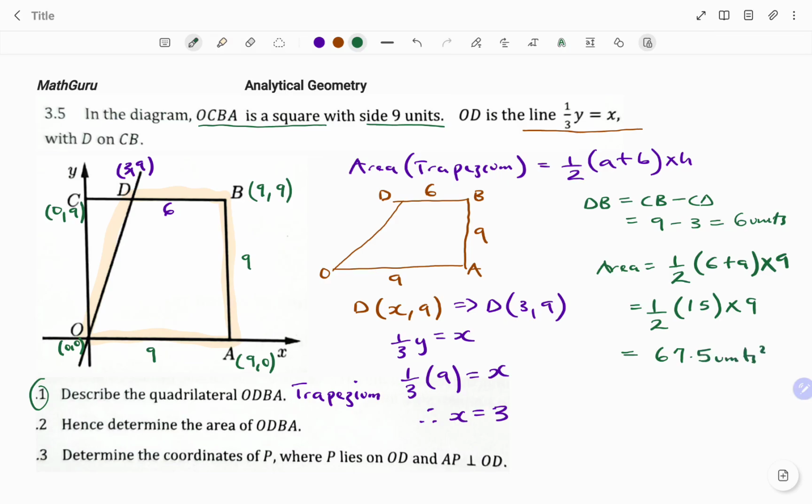67.5 square units. Let's go to the third part of the question, which says determine the coordinates of P, where P lies on OD and the line AP is perpendicular to the line OD.